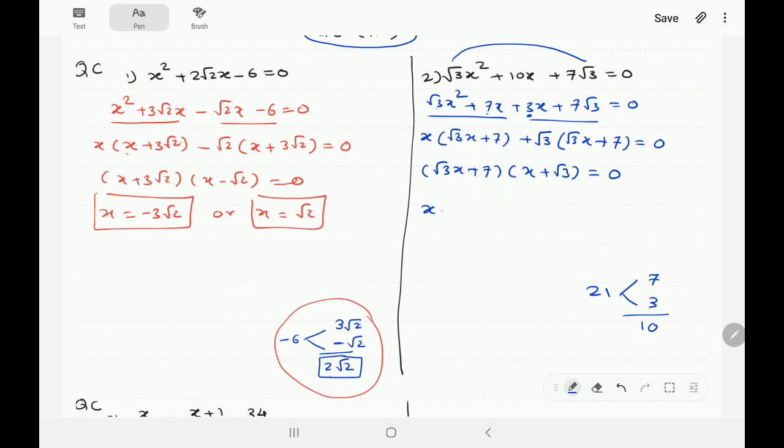So what do I have? x is equal to minus 7 upon root 3 or x is equal to minus root 3. These are the answers.